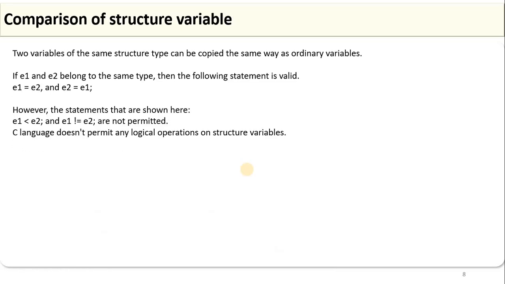Then comparison of structure variables. 2 variables of the same structure type can be copied the same way as ordinary variables. That is, if E1 and E2 belong to the same type, meaning the same structure type, then the following statements are valid. We can assign or copy E2 to E1 or E1 to E2.